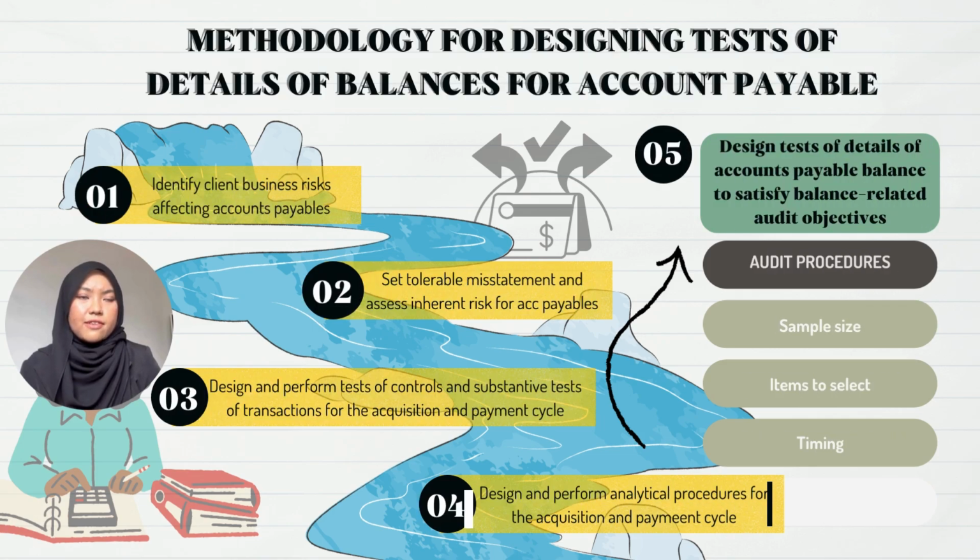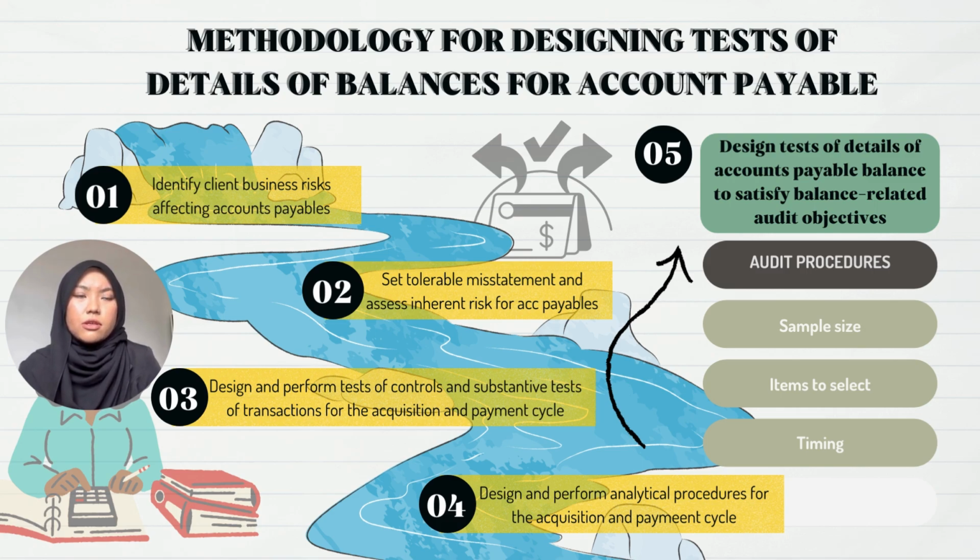The methodology for designing tests of details of balances for accounts payable. The first one is to identify client business risk affecting accounts payable. The second one is to set tolerable misstatement and assess inherent risk for accounts payable. The third one is to design and perform tests of control and substantive tests of transaction for the acquisition and payment cycle. The fourth one is to design and perform analytical procedures for the acquisition and payment cycle. And the last part is to design tests of details of accounts payable balance to satisfy balance-related audit objectives.